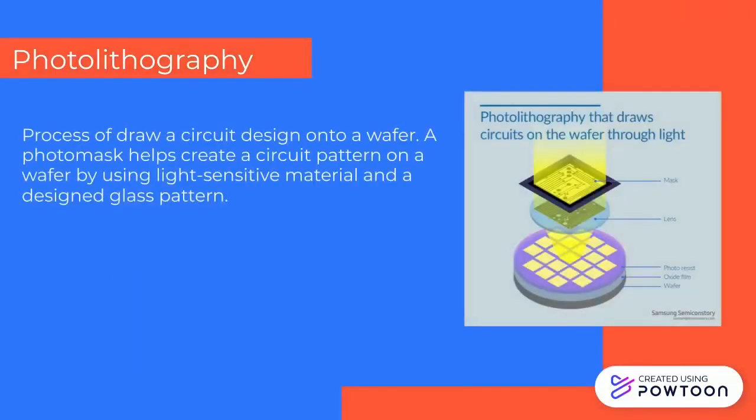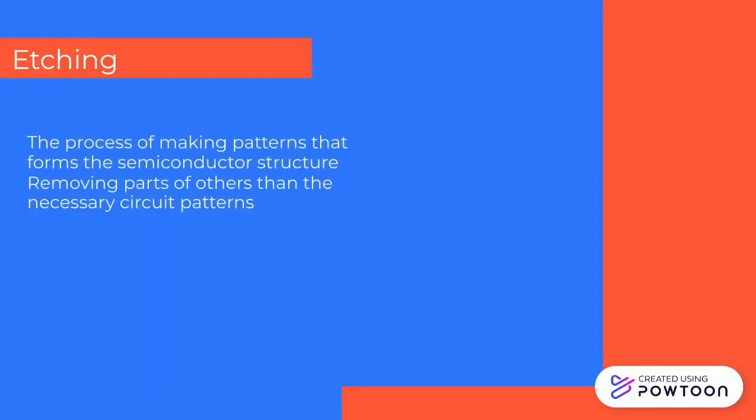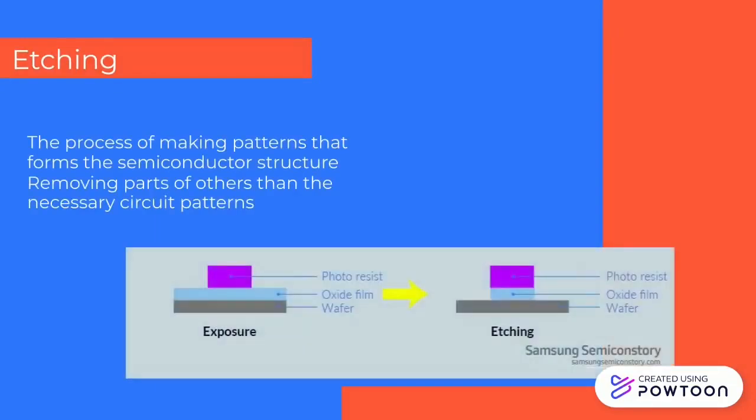Photolithography is the process of drawing a circuit design onto a wafer. A photomask creates a circuit pattern on a wafer by using light-sensitive material and a design glass pattern. Etching is the process of making patterns that form the semiconductor structure by removing parts other than the necessary circuit patterns.